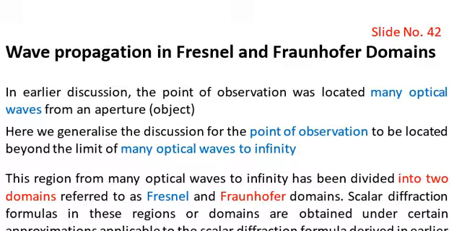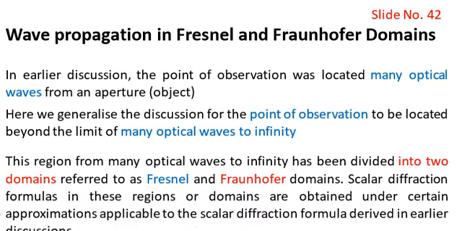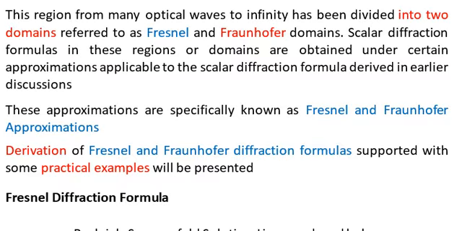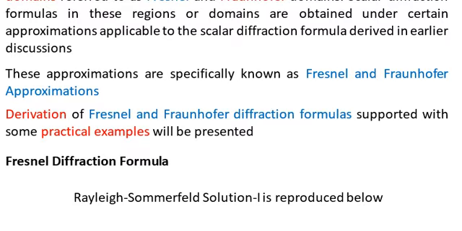and Fraunhofer domains. Scalar diffraction formulas in these regions or domains are obtained under certain approximations applicable to the scalar diffraction formula derived in earlier discussions. So we have to use some approximations in order to obtain the Fraunhofer and the Fresnel field of diffractions. These approximations are specifically known as Fresnel and Fraunhofer approximations.